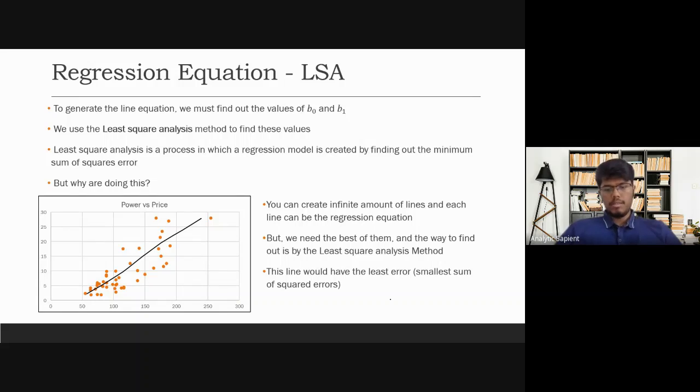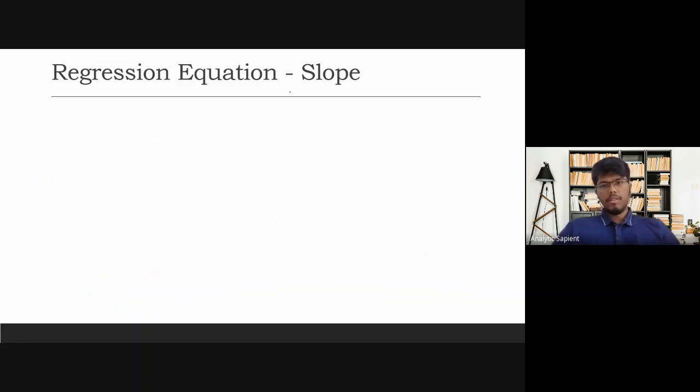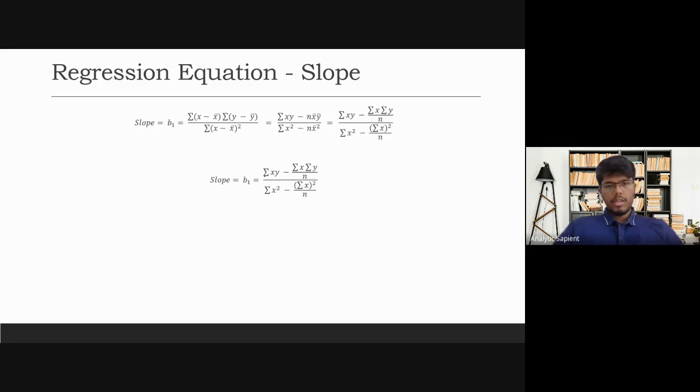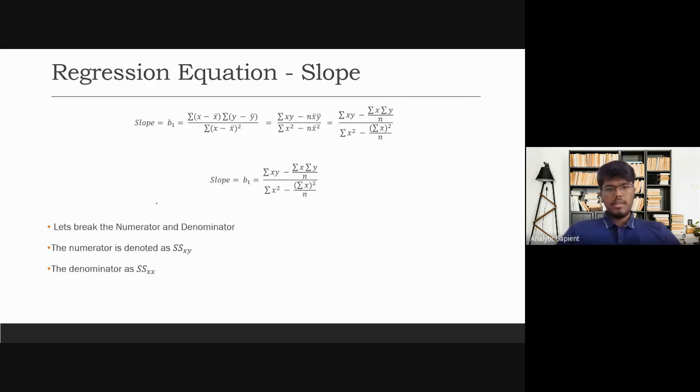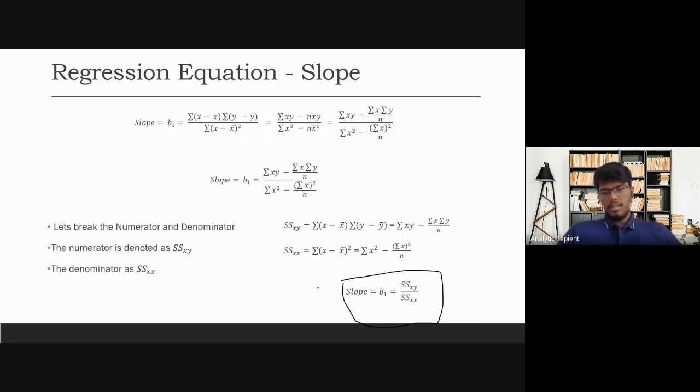Okay, let's just see what it is. First, we'll find out the slope. See again, there's a very big formula, but you don't have to worry about the formula. What is important is how it is created. It's a simple thing, but you don't have to remember it. So let's break down the numerator and denominator. The numerator is the sum of squares between x and y, and the denominator is the sum of squares of x, the independent variable. So the slope is simply Sxy by Sxx.